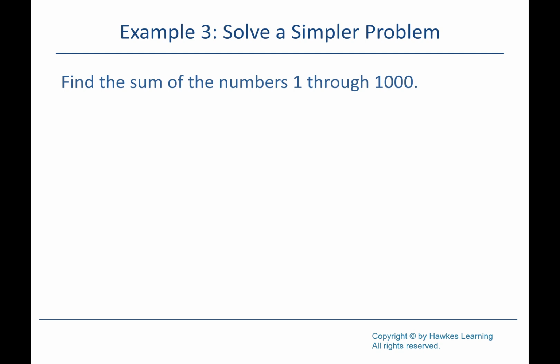So we need to come up with a strategy here. I guess you could technically brute force this thing. You could get out the calculator and do 1 plus 2 plus 3 plus 4 plus 5 plus 6 all the way until you get to 1,000. But I don't want to do that. Okay? So let's see if we can come up with a better way here.